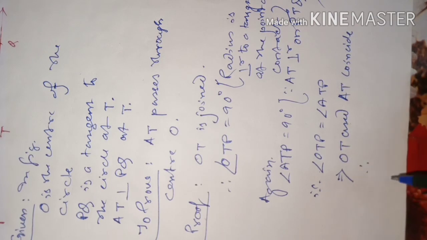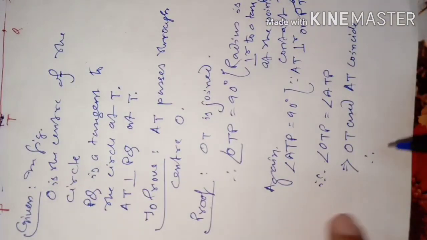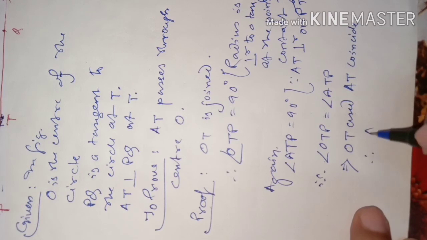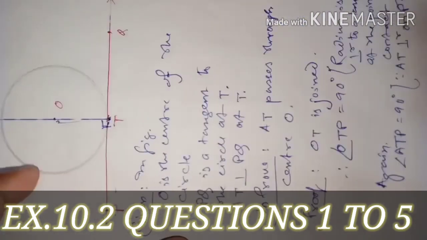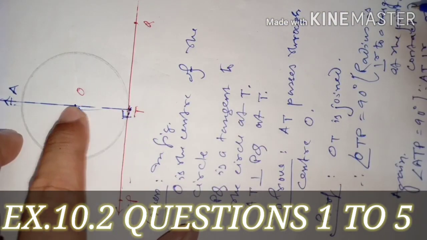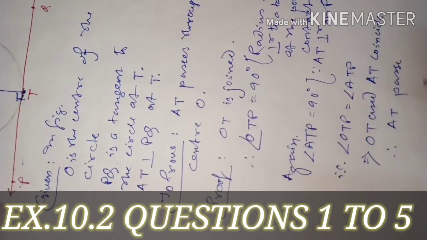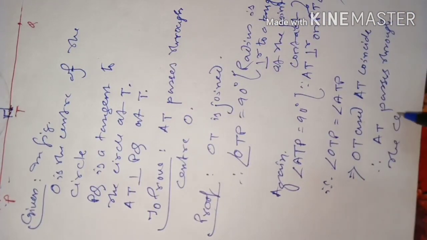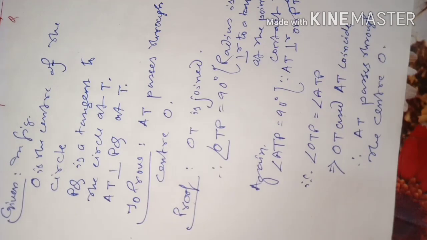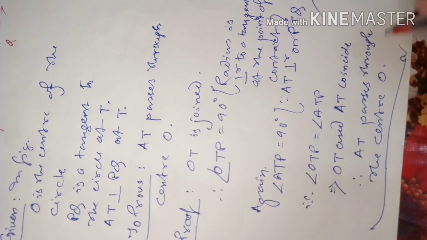Therefore, OT and AT coincide. Therefore what you can say, AT passes through, because coincide means on the same line. That means since OT is touching the center, AT also is on the same line as OT and overlapping. That means AT also is passing through the center only. So we'll say AT passes through the center O, because OT and AT coincide. This is the proof of the statement.